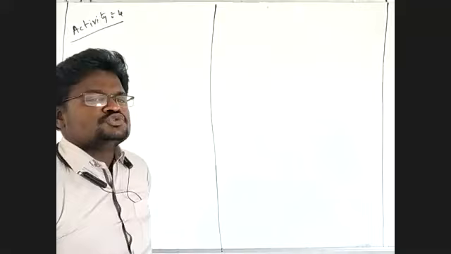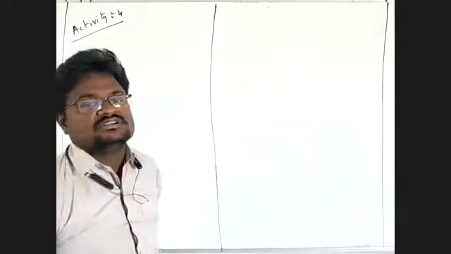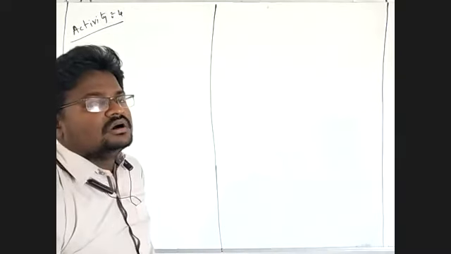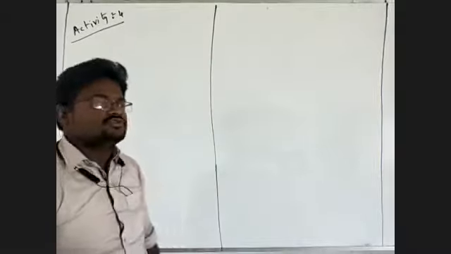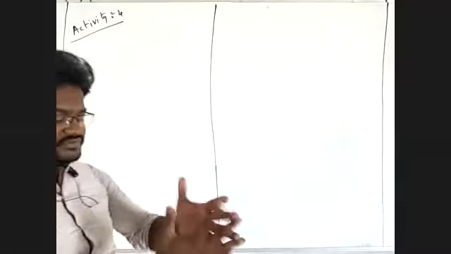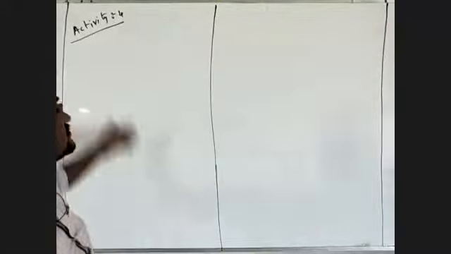Next, relative refractive index. Relative refractive index means we have the formula n12 is equal to v1 by v2. Next, n21 is equal to v2 by v1. We have the basic formulas I explained yesterday in the class. Now, I'm going to explain activity 4.